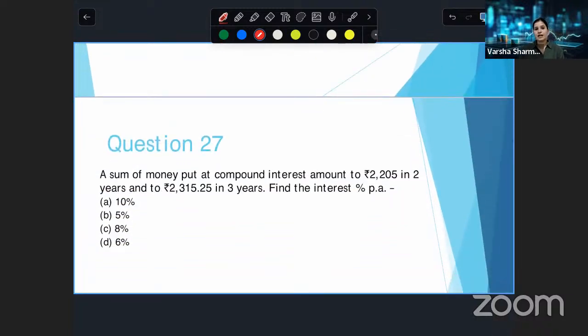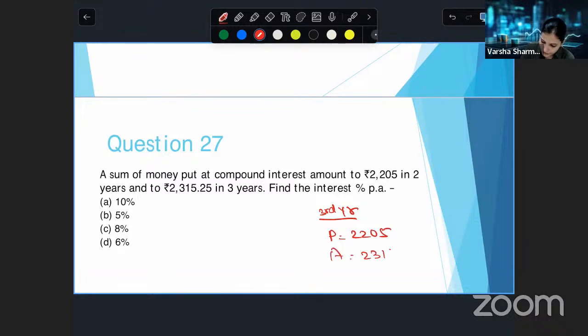27. A sum of money put at compound interest amounts to rupees 2,205 in 2 years and to rupees 2,315.25 in 3 years. Find the interest percent. How should we calculate? For 2 years, the amount we know. So for the third year, that amount becomes the principal. So for the third year, my principal is 2,205.